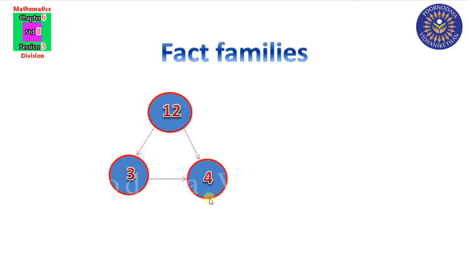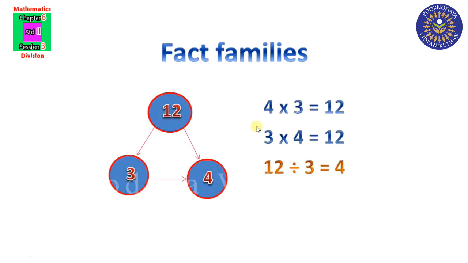12, 3 and 4. By using these 3 numbers, we can write 4 facts. See here, first one is 4 into 3 is equal to 12. Second one, 3 into 4 is equal to 12. These two are the multiplication facts. Again we can write 12 divided by 3 is equal to 4. 12 divided by 4 is equal to 3. These two are the division facts. Total 4 facts we have written here. These are the fact families.